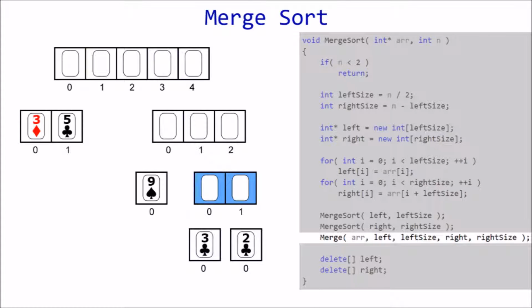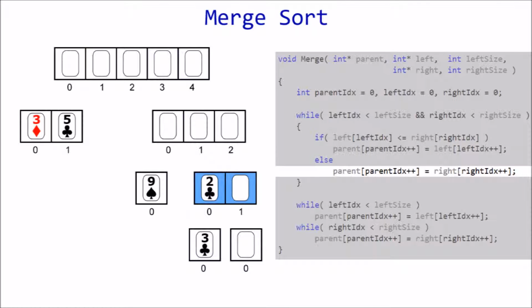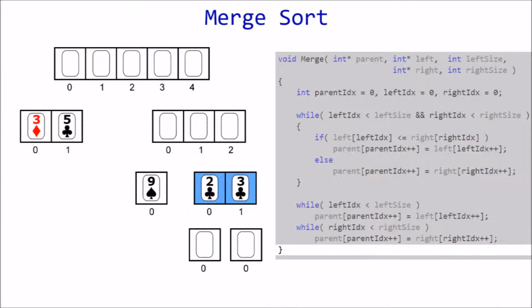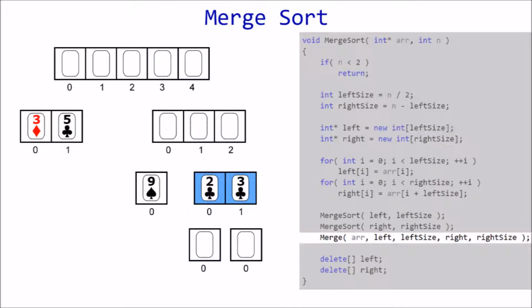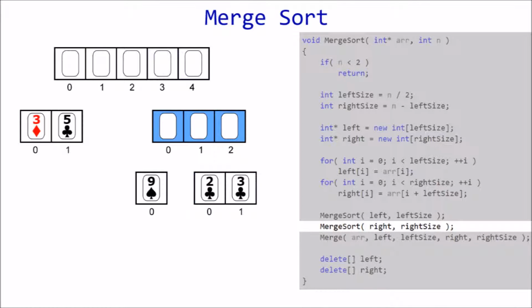Step into the merge function, declare the indices, and enter the loop. This time the right side contains the lower element, so it's moved first. Right index has reached the end, so we break out of the loop and add the remaining element from the left side to the parent. Back in the merge sort function, delete the temporary arrays and return to recursion level 1. Next up, yep, you guessed it, back to the merge function.